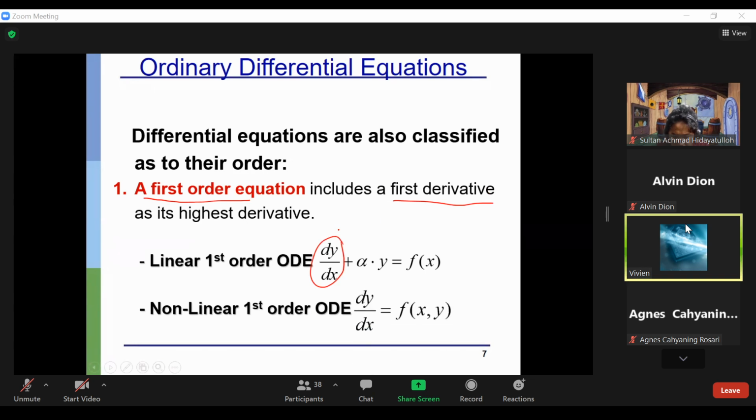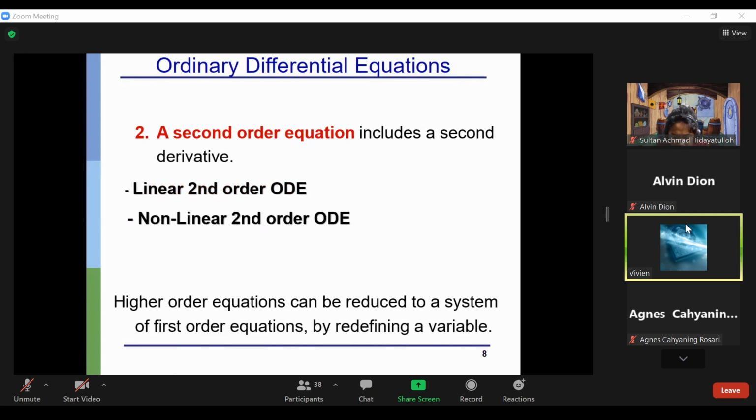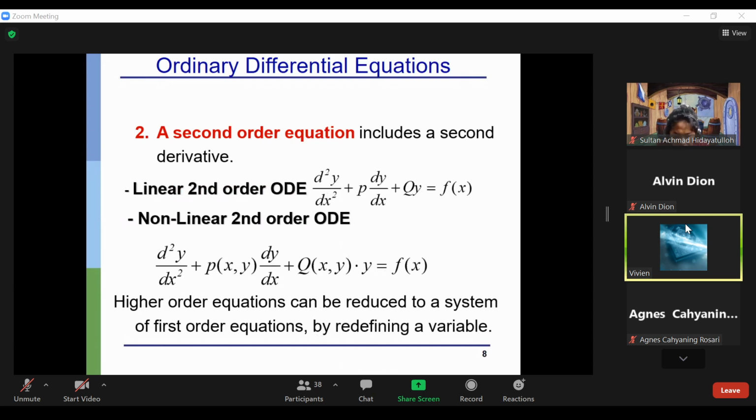So we can have the linear or nonlinear form. And if we have second order equations, this will include the second derivative. So this is the example. If we have second order equations, it means that we have the second derivative as the highest derivative in the equation. Or more, we can have third order, fourth order. It means that it will contain the fourth or the fifth derivative in the equation. How to solve that, we will learn later.